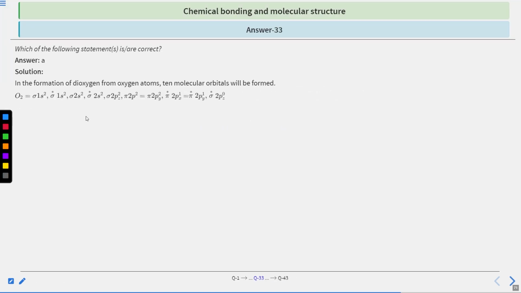Okay, so the correct answer will be option A. So in the formation of dioxygen from oxygen atoms, 10 molecular orbitals will be formed. You can see here that this is the molecular orbital configuration of O2. So we have 10 molecular orbitals which will form in the formation of dioxygen from oxygen. Hence option A is the correct answer.